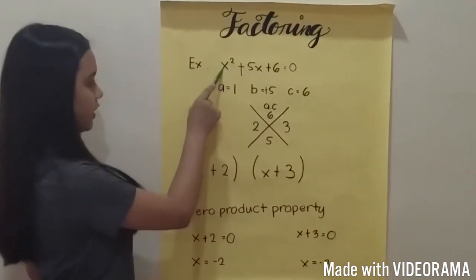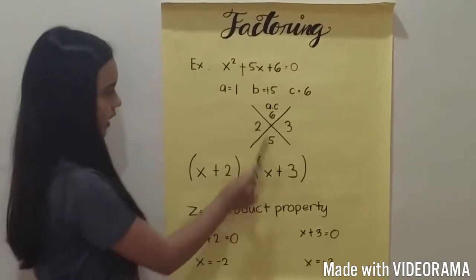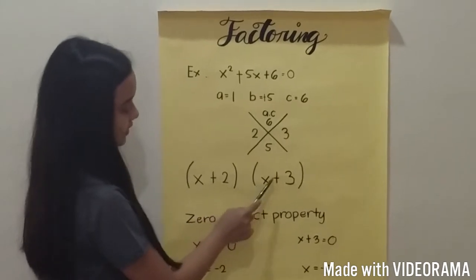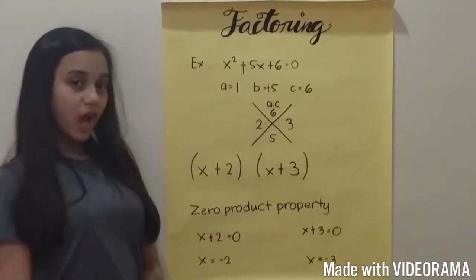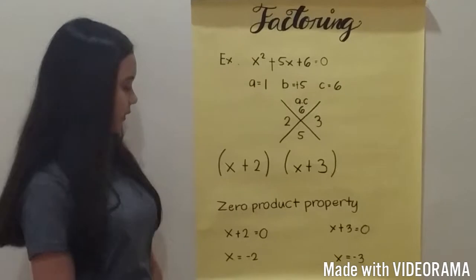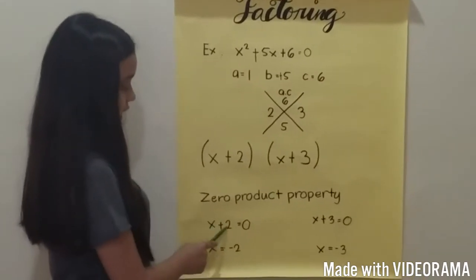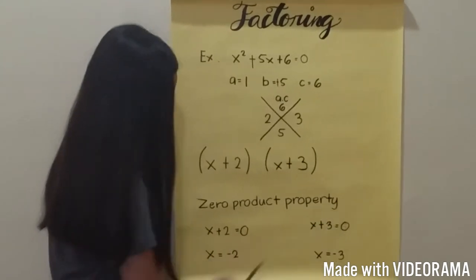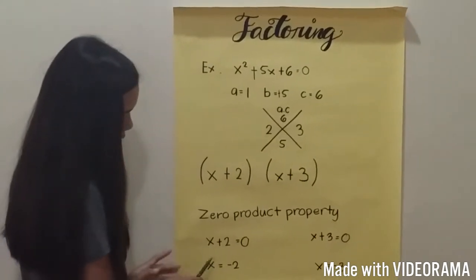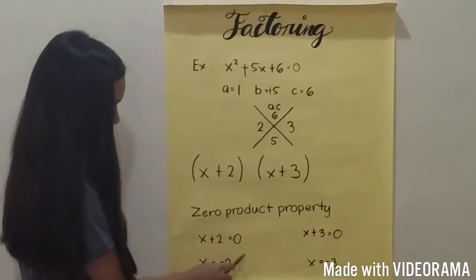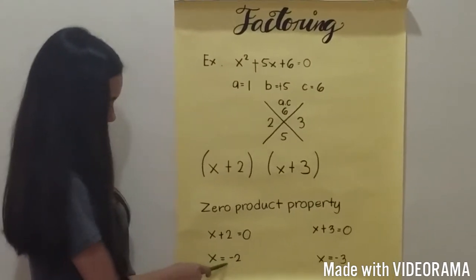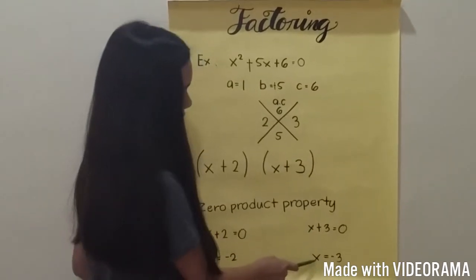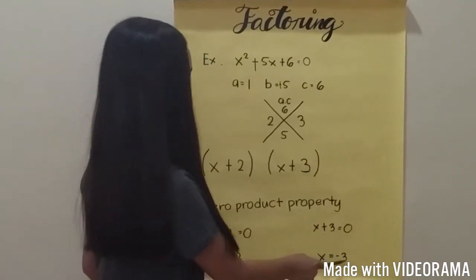We first use the x here and here, and plug in the factors: x plus 2 and x plus 3. Now we apply the zero product property, which gives x plus 2 equals 0 and x plus 3 equals 0. Here, we transpose 2 to the other side, which turns it into x equals negative 2, and this one turns into x equals negative 3.